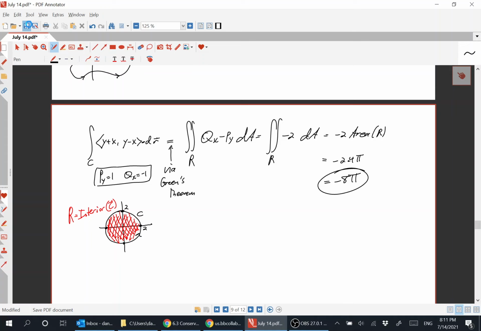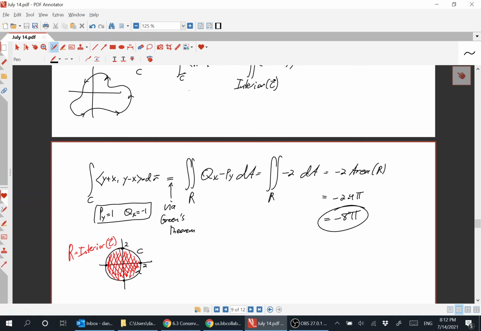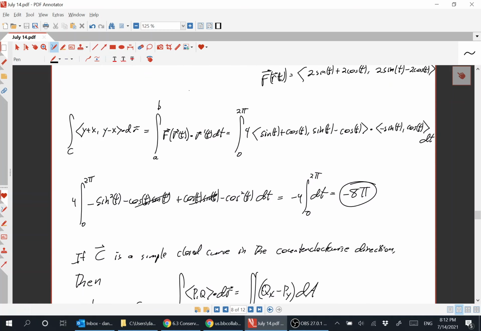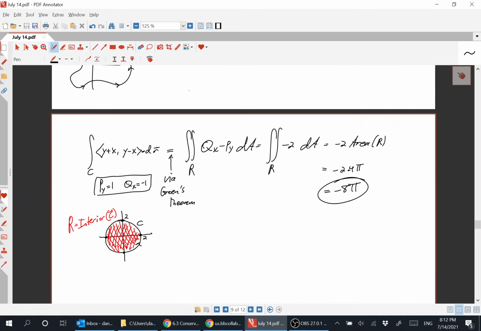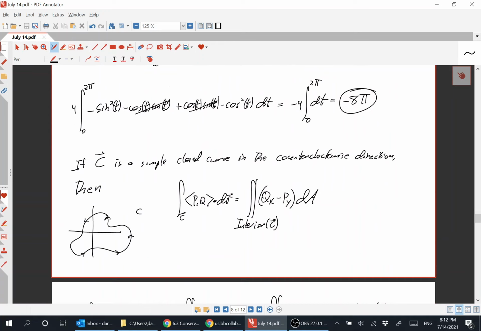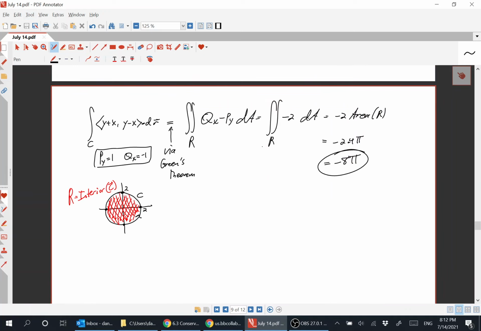So we solved 131 in two ways. It's not a conservative vector field, so you can't use the fundamental theorem. But C is a closed curve, and when C is a closed curve, then Green's theorem might be able to help, right? Because it changes the line integral into a double integral over the interior of C. And the calculation was a little easier than this one, I think. Well, probably equally easy, these calculations. But you know, you might like one over the other. So there's that.